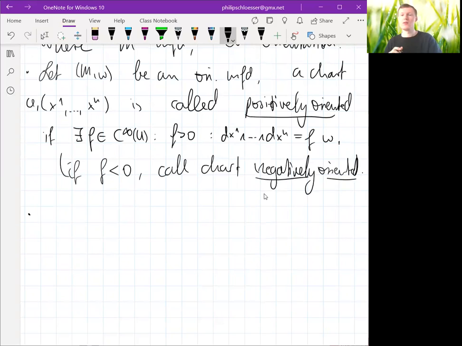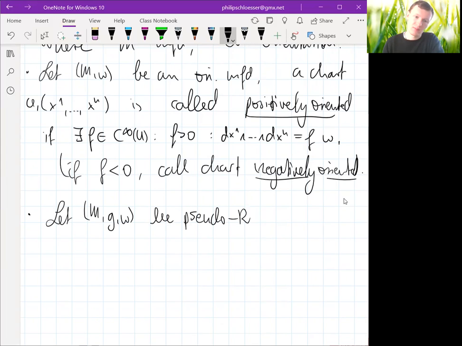Well, now we're going to define, for an oriented manifold, a very concrete orientation. Or let's say, given an oriented Riemannian manifold, we're going to define a very concrete n-form that has a very special name and properties. So let (M, g, omega) be pseudo-Riemannian and oriented.